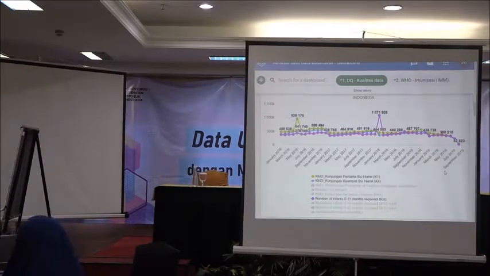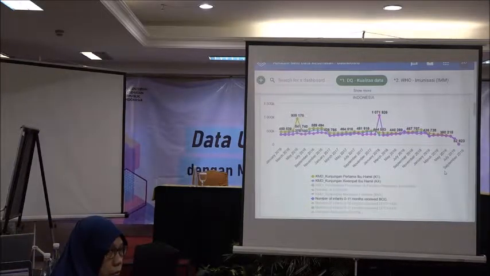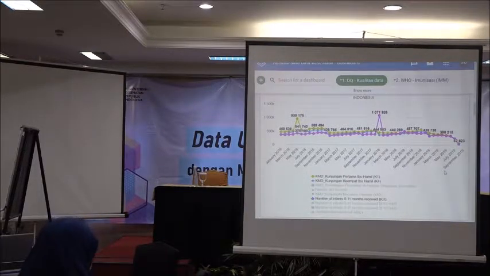But if you think about it, what is the expected relationship between K4 and K1? The mothers who get K1 must get K4, but not BCG. It's a different target.